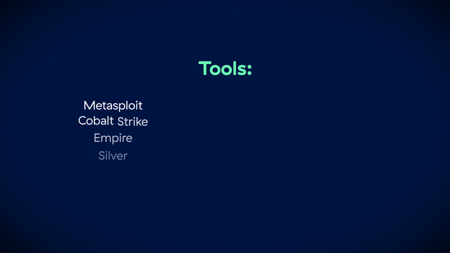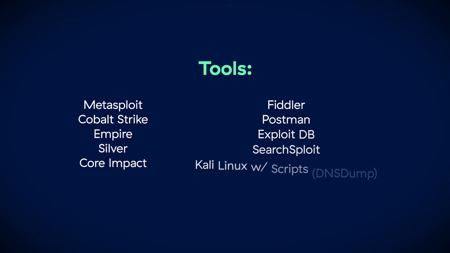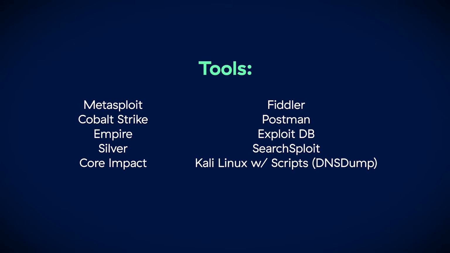So now that I know the devices, the products, the vendors that they're using, I need to use my tools to figure out how to get in. And those tools are actually kind of widely known, but there's a lot of them. They could be using Metasploit, Cobalt Strike, Empire, Silver, Core Impact, Fiddler, Postman, Exploit DB, Sploitus to compare stuff like that. Often they can be running like a Kali Linux desktop that's got a bunch of different scripts in there like DNSdumpster. The list goes on and on.